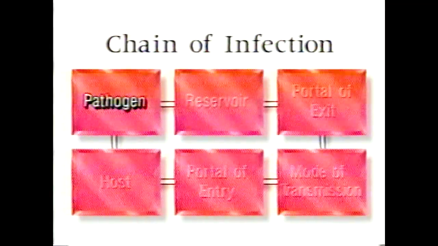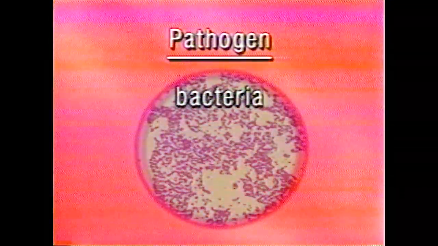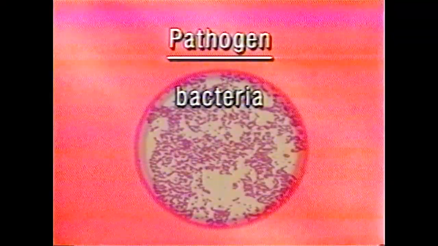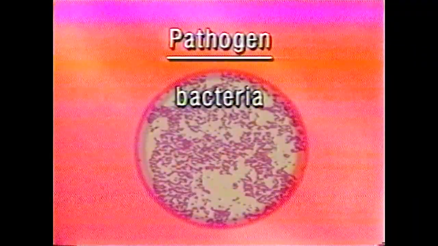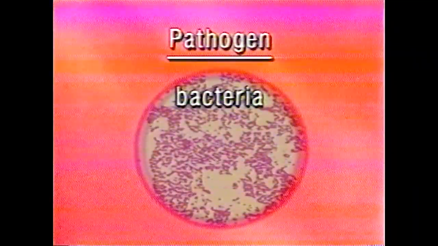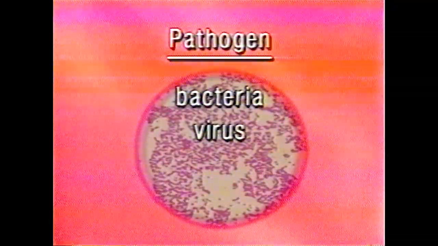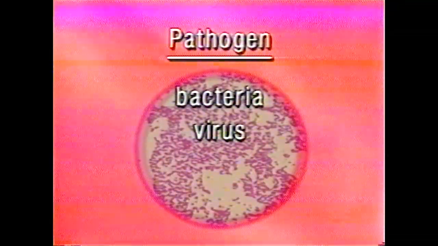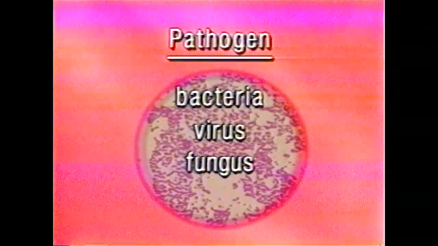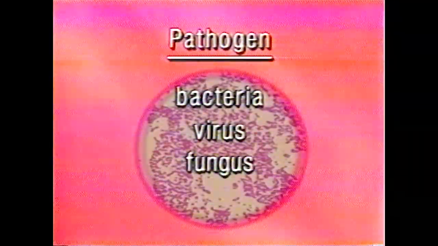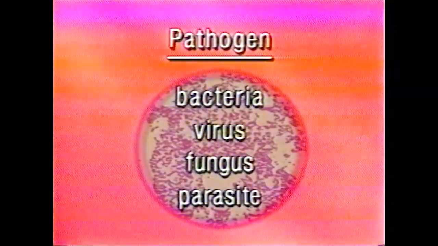Try to determine the pathogen. For example, it may be a bacteria such as a gram-positive organism like Staphylococcus or Streptococcus, or a gram-negative organism like Klebsiella, Pseudomonas, or Salmonella. It may be a virus, such as hepatitis B, HIV, herpes simplex, or varicella zoster. It may be a fungus, like Aspergillus or Candida, or a parasite, such as Entamoeba histolytica or Giardia lamblia.